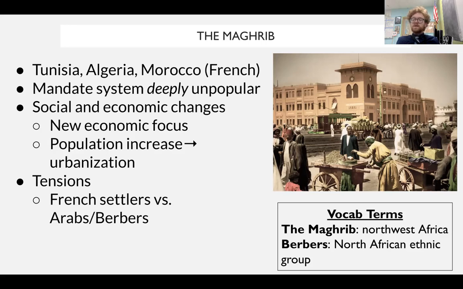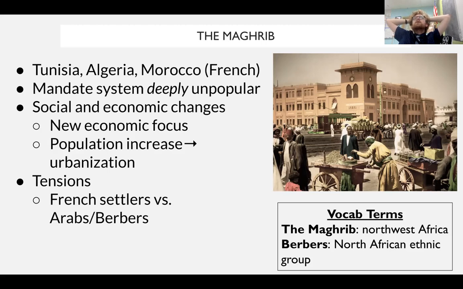We are going to see a rise of a westernized middle class, a merchant class, who have adopted not only Western ideas of society and culture, but also Western ideas of nationalism. So among this new middle class, we are seeing the rise of nationalism, of Berber and Arab nationalism. And largely this nationalism is directed against the French.